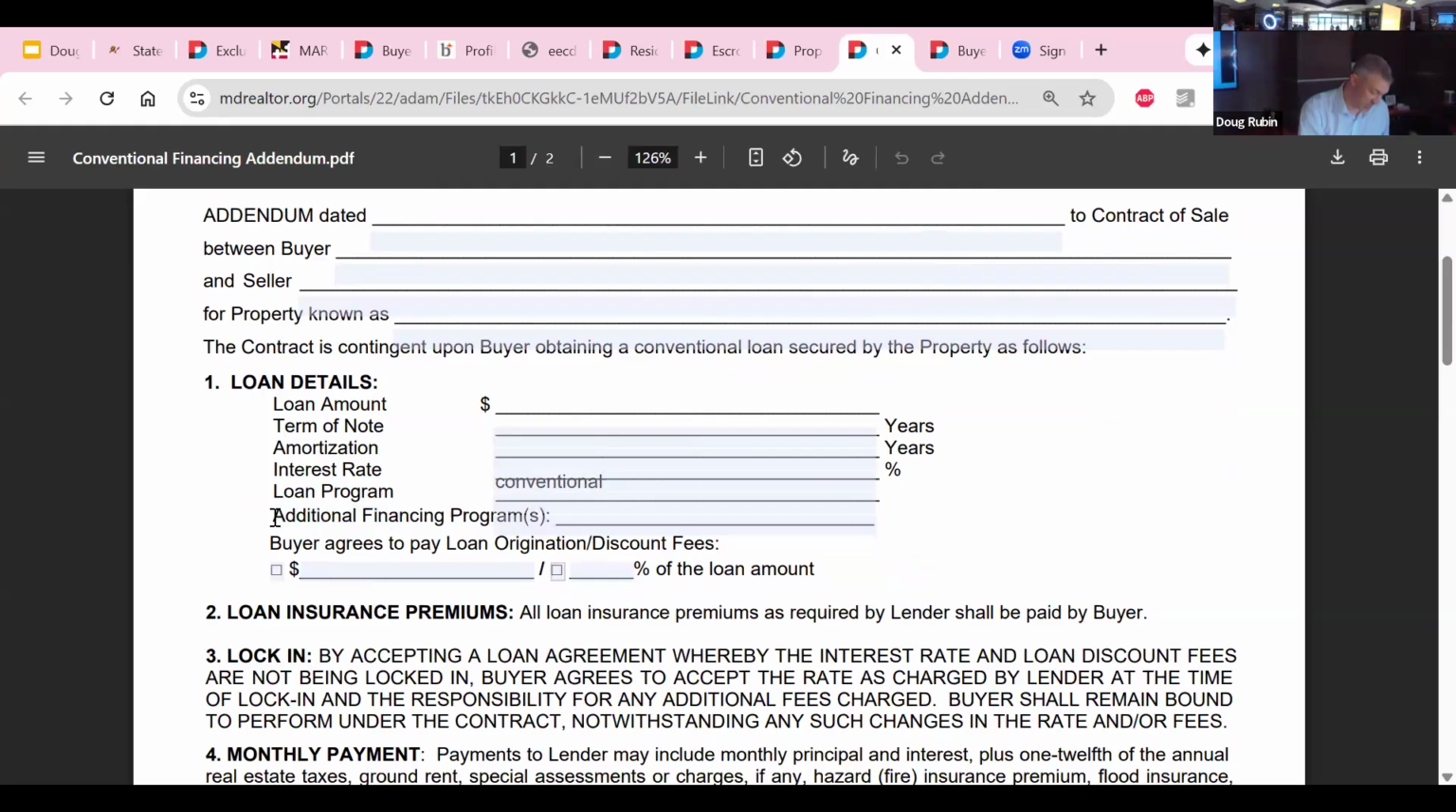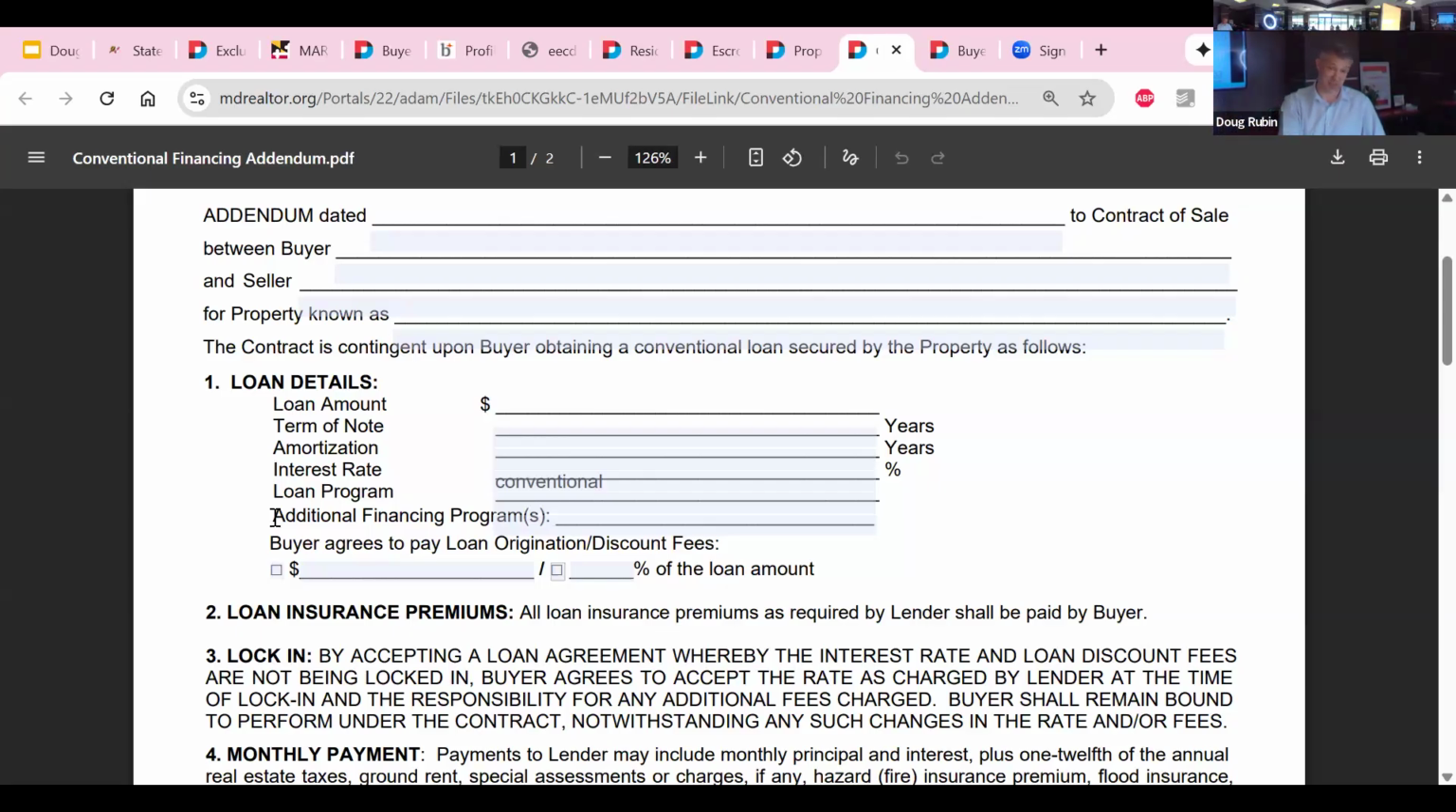If you are pursuing some additional financing program, i.e. grants, you need to put that here. The seller ought not be surprised about a grant popping up at the 11th hour that requires an additional inspection or an additional appraisal or an extra level of scrutiny that causes a delay and can harm the seller.